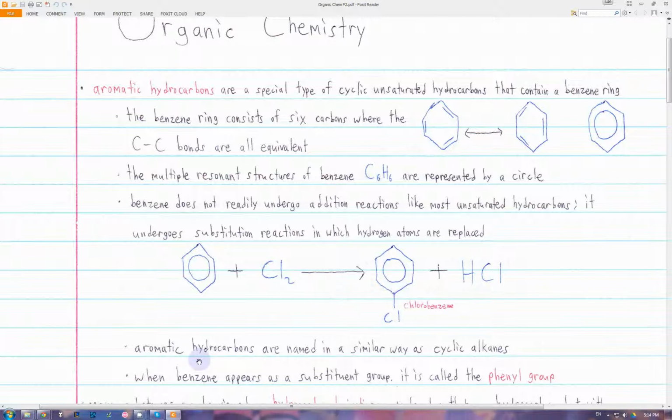And if we have a benzene appearing as a substituent group to a larger chain of carbons, then the substituent group is called the phenyl group.